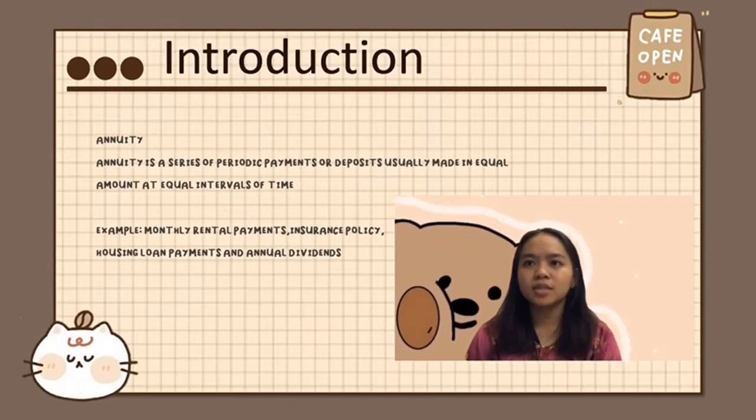Introduction for annuity: an annuity is a series of periodic payments or deposits, usually made in equal amounts at equal intervals of time. Examples of annuity are monthly rental payments, insurance policies, housing loan payments, and annual dividends.